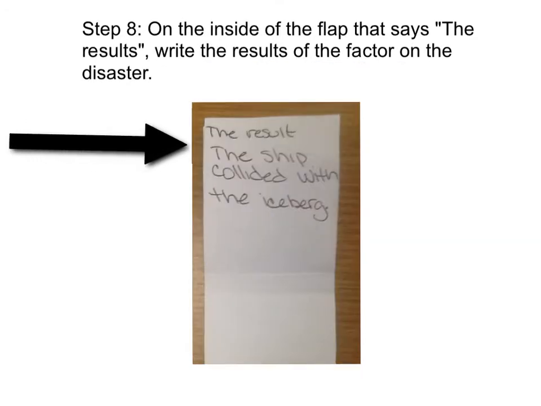So now I flip to the next page of that set, and it says the result. And so I wrote, the ship collided with the iceberg. Since the lookouts couldn't see the iceberg because the weather was so calm, the ship collided with the iceberg. So that was the result of what happened because of the weather.